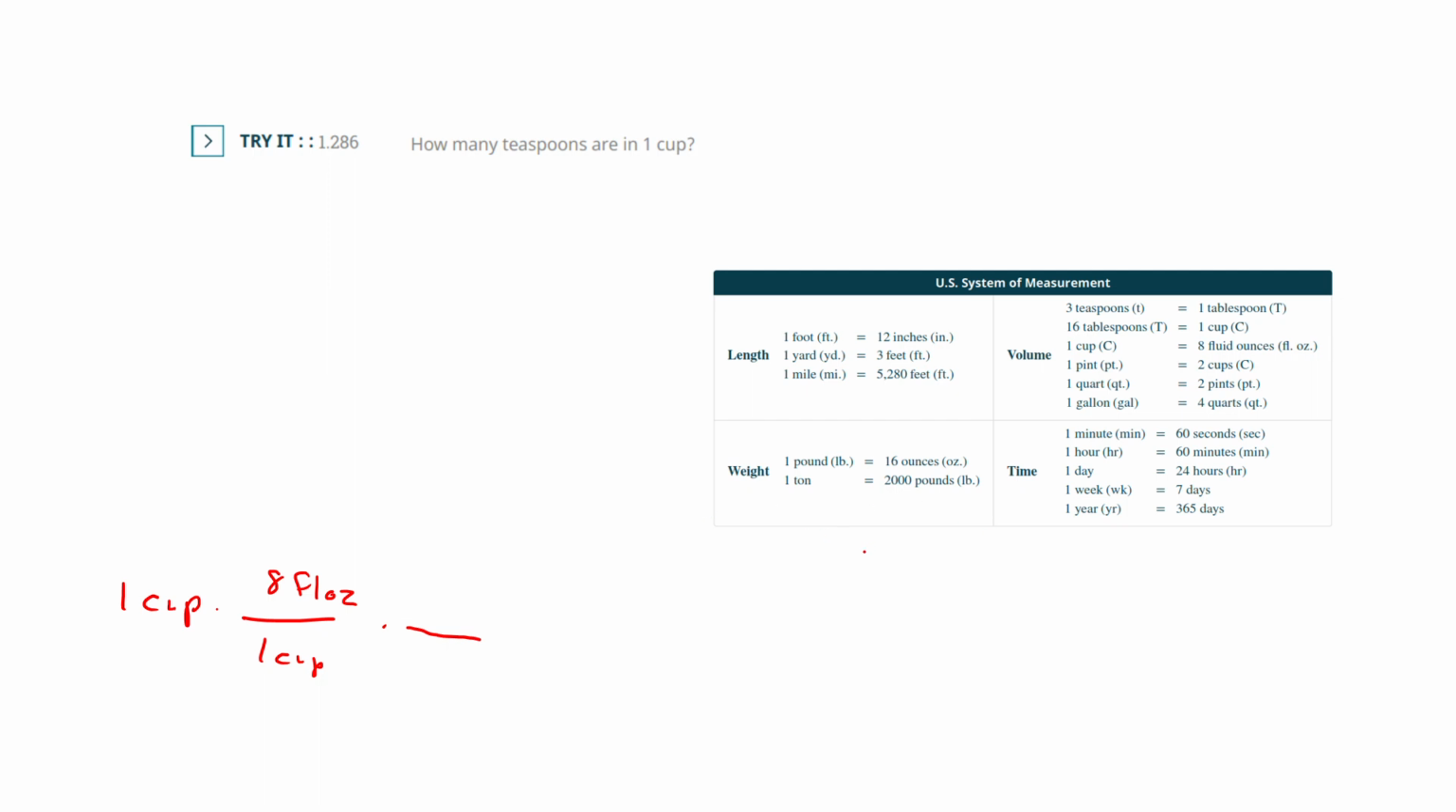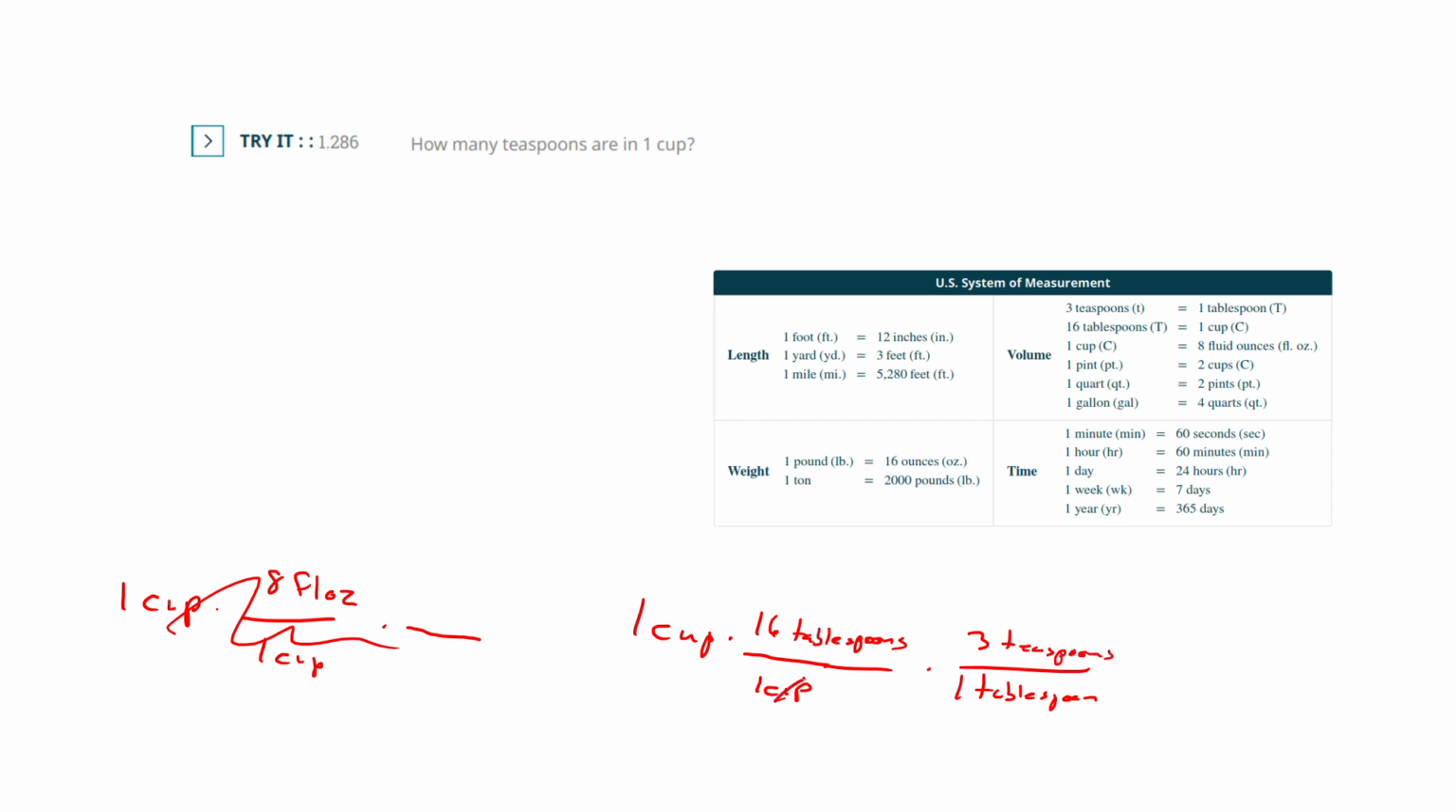Oh, you know what? I don't know what that one's even for. Hold on. So 1 cup can get us to tablespoons. So 1 cup has 16 tablespoons. I know nothing about cooking, so no clue. 1 tablespoon, 3 teaspoons. Okay, everything slashes down so we get to where we want. Now across the top, 48 teaspoons.